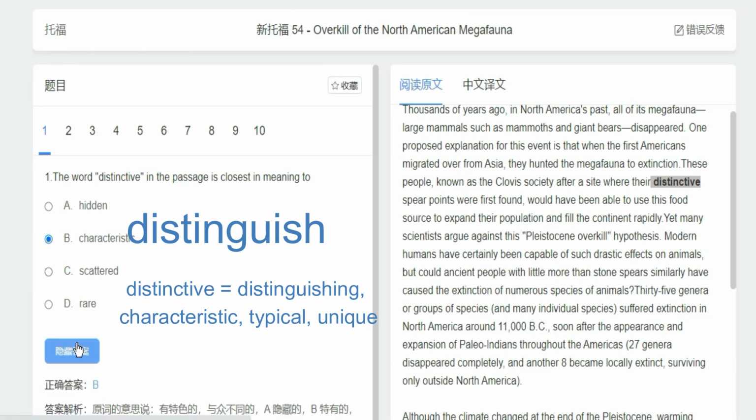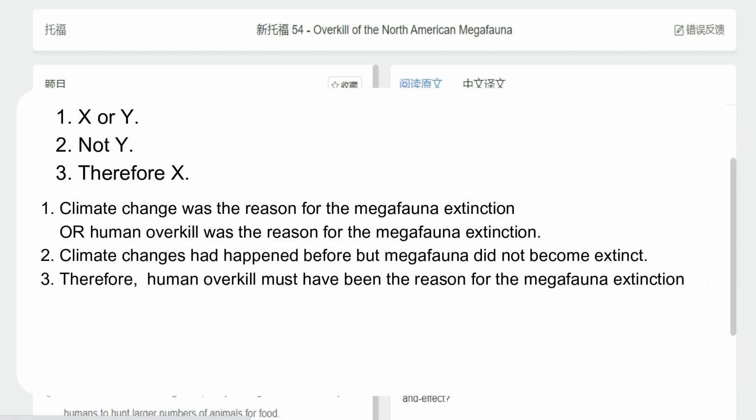Number 2, this type of question has been asked several times in the TOEFL reading. I explained how to solve this type in my book and course. Basically, you need to know disjunctive syllogism, also called disjunction elimination, which looks like this. X or Y. Not Y, therefore X.